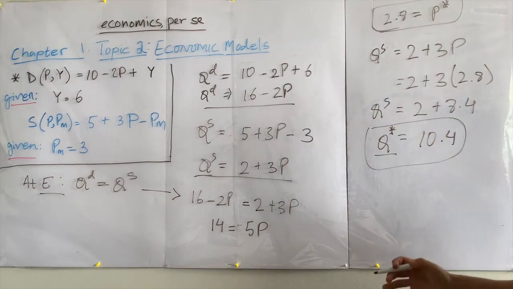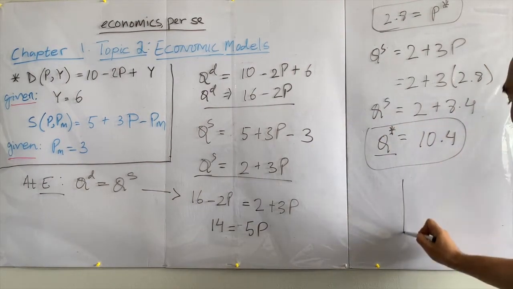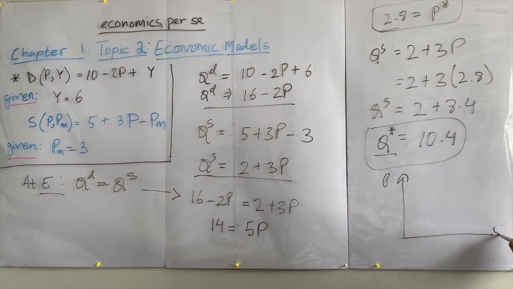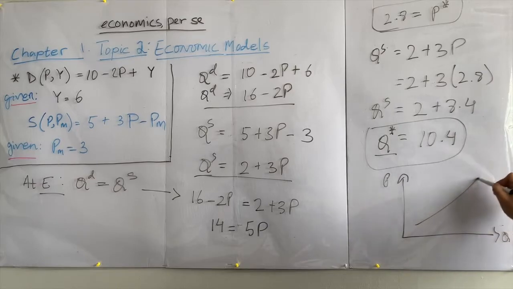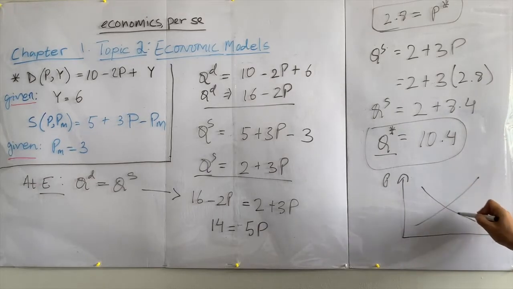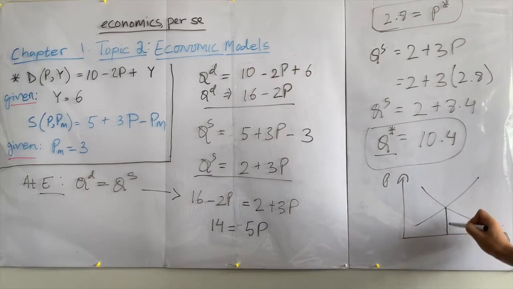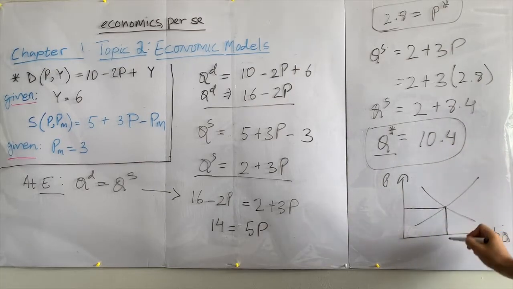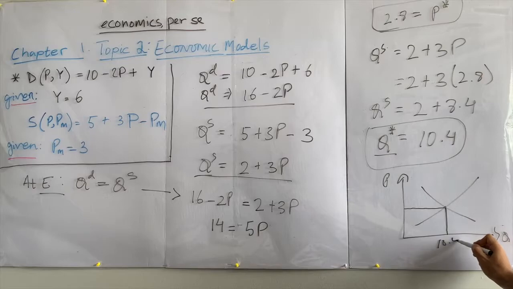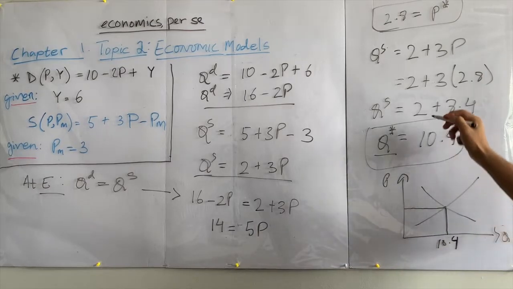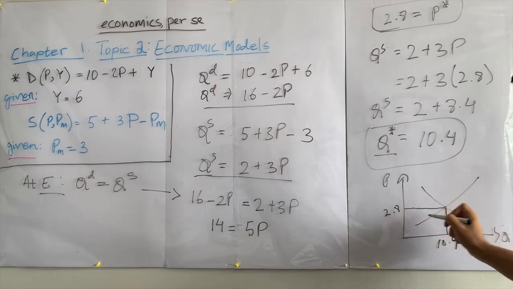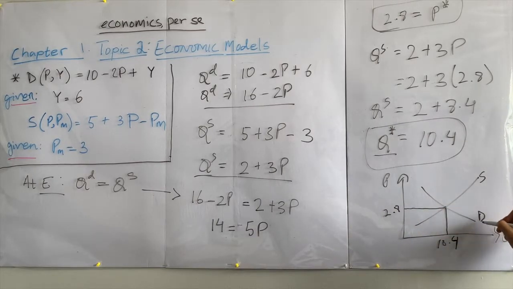So if we were to draw a graph, a hypothetical one here, this would be price, this would be quantity, this is supply and demand. This point here would be equilibrium, and this quantity is right here, 10.4, and the price is right here, 2.8.